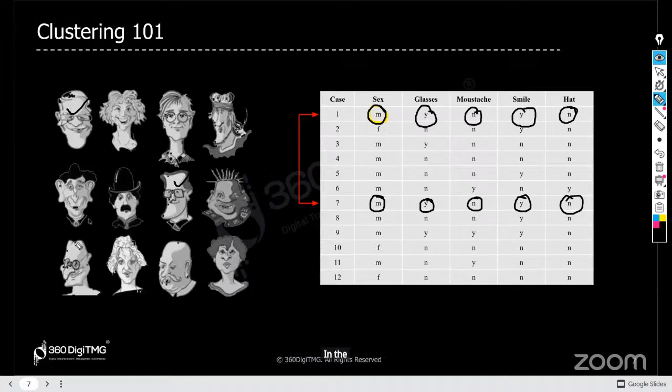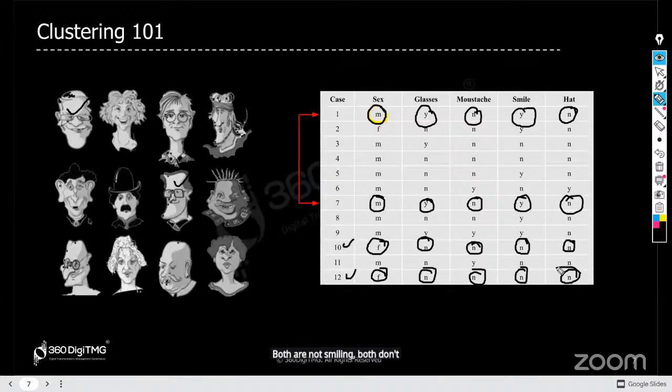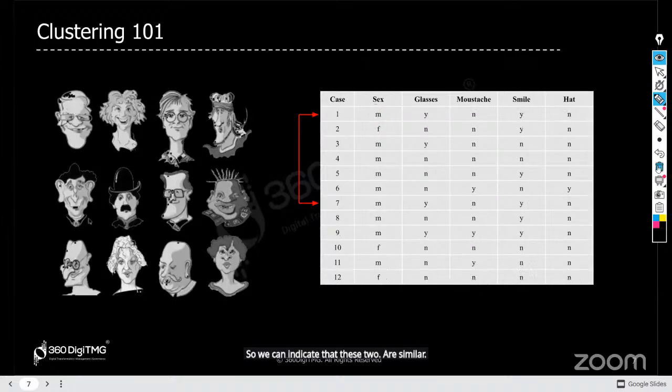In the same way, if you see 10 and 12, both are female, both don't have glasses, both don't have mustache, both are not smiling, both don't have hair. These two are similar. So we can indicate that these two are similar. This is a very basic clustering technique that we have.